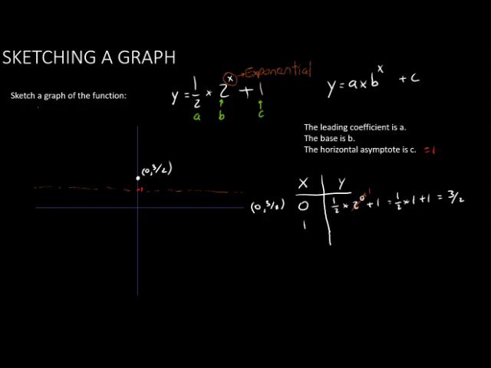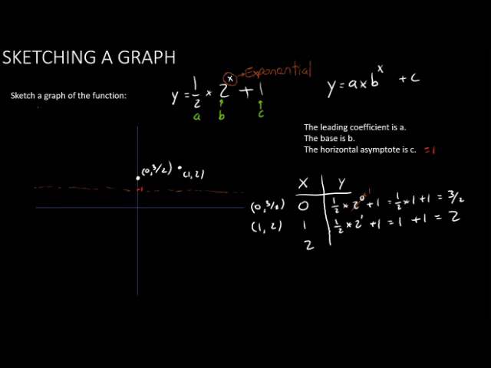Next, let's try x equals 1. This will give us 1/2 times 2 to the first power plus 1. 1/2 times 2 to the first power will give us 1, plus another 1 will give us a y value of 2. Therefore, our next point is 1, 2. We'll mark that on the graph as well.